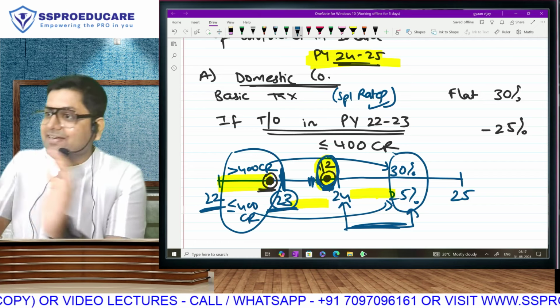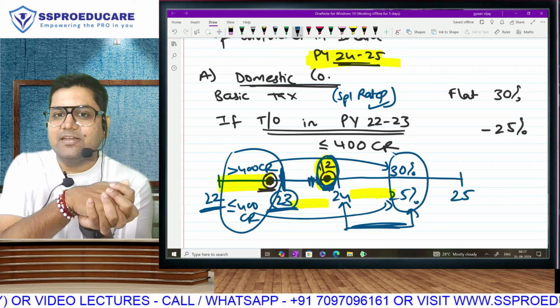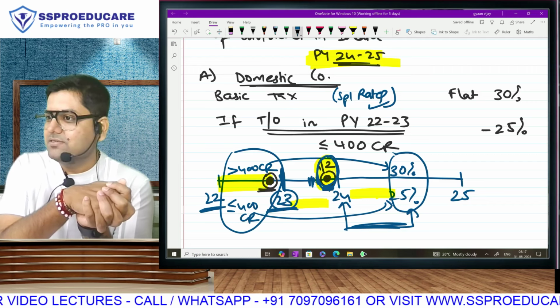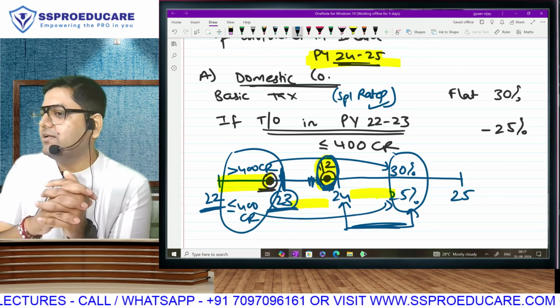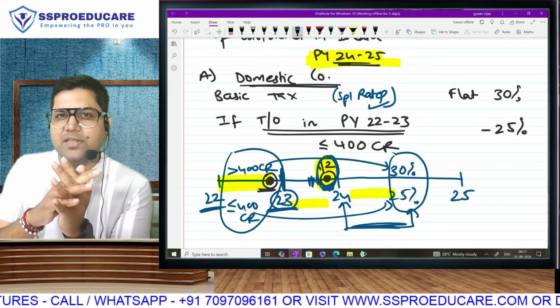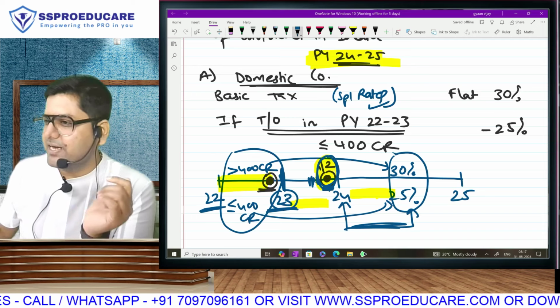Then came 18-19. Check turnover of 16-17. I think he made it 50 crores. For 19-20, he said check turnover of 17-18, and he brought it to 250 crores, I think. 3-4 limits he had kept.